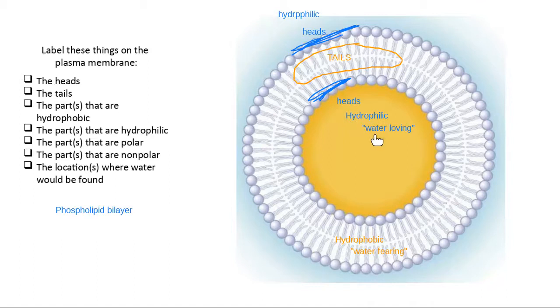Now, we kind of said this on our previous slide, but let's remind ourselves. When I use this word, hydrophilic, does that word mean the same thing as polar or non-polar? Hydrophilic, does that mean polar or non-polar? Yeah, exactly. Hydrophilic means polar. It's the same thing. If you are polar, you like water. You're hydrophilic. If you're polar, you have dipoles, partial charges. So the heads are polar.